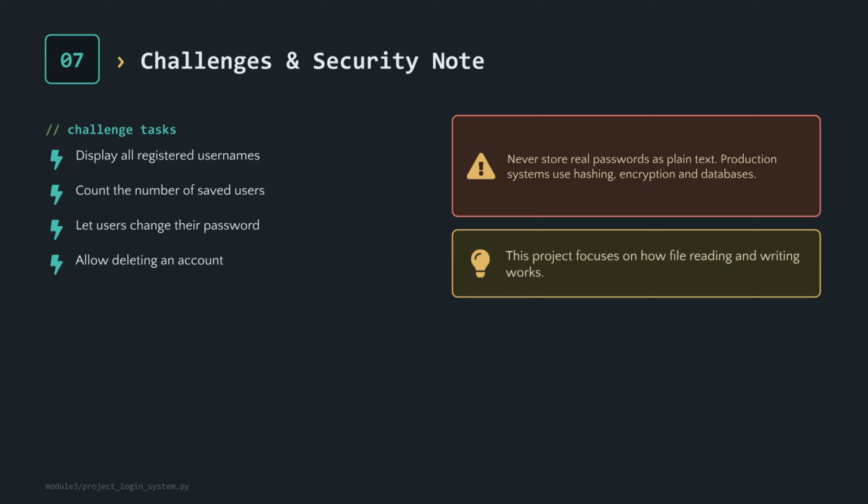The project works, but let's stretch it further with a few challenges. Try displaying all registered usernames, counting how many users are saved, letting users change their password, or allowing an account to be deleted. Now, one serious note in red, and please take it to heart: never store real passwords as plain text. Real production systems use hashing, encryption, and proper databases. This project is purely about learning how file reading and writing works.